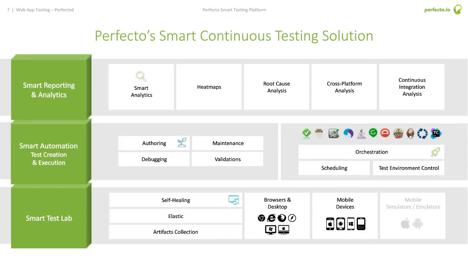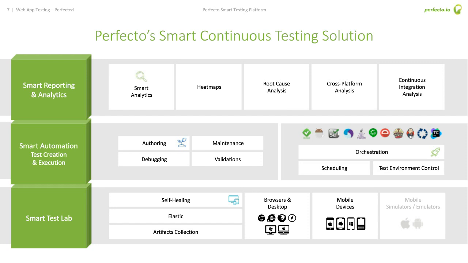So Perfecto's smart continuous testing solution, and the idea here really is being able to offer that end-to-end piece. So let's start at the very lower level where we've got this smart testing lab. We support both browsers and desktop OS combinations, from Windows and Mac OSs to real mobile devices. Obviously, the concept here is to be able to test either a native or a hybrid app within a real device, and/or use native Chrome or Safari browsers within Android and iOS devices, respectively.